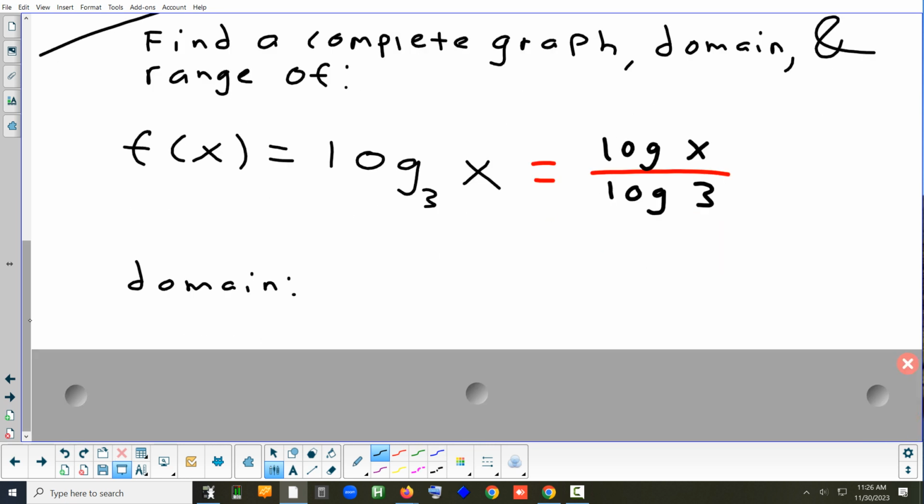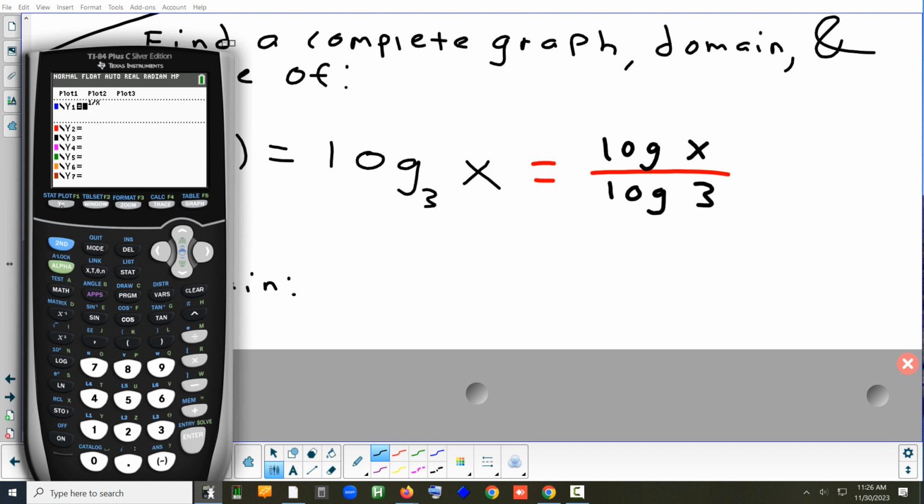Okay, so let's sketch it. Again, the biggest thing, be careful with your parentheses. Whenever you press log, it's going to open one. It's up to you to close it. So log x, close it, and divide by log 3. Close it.